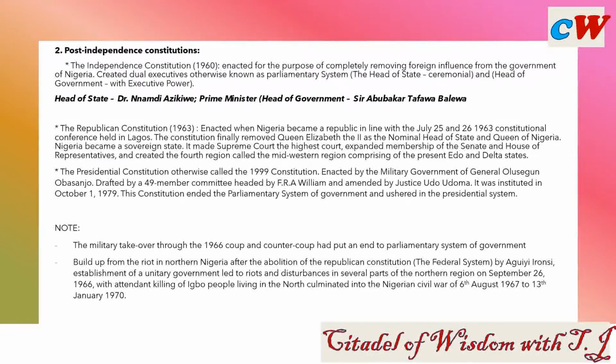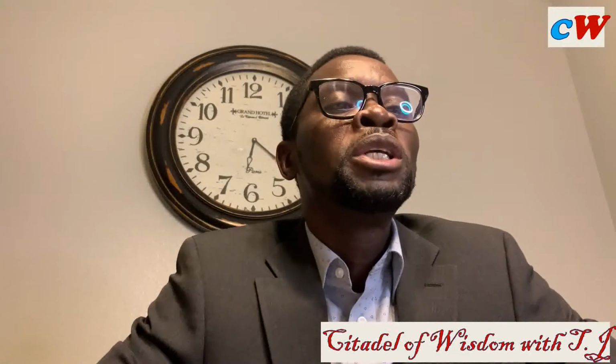The 1963 Constitution is called the Republican Constitution, and that was enacted when Nigeria became a republic in line with the July 25 and July 26, 1963 Constitutional Conference, which was held in Lagos. That constitution finally removed Queen Elizabeth II as the nominal head of state and Queen of Nigeria. The Republican Constitution turned Nigeria into a sovereign state.